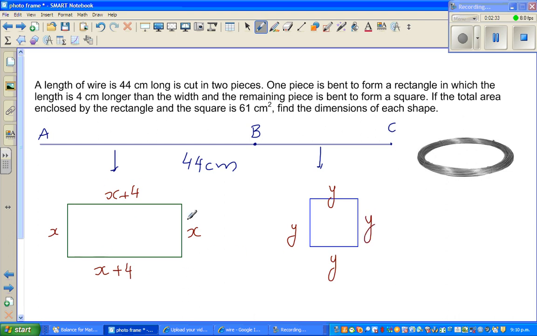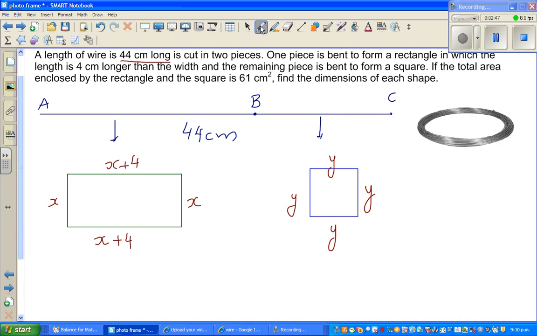Now can we use this information and relate it with 44 centimeters long? How are these values related with 44? I want you to think. You can pause if you want. So here, I think you have thought very clearly. What's the perimeter of this rectangle?